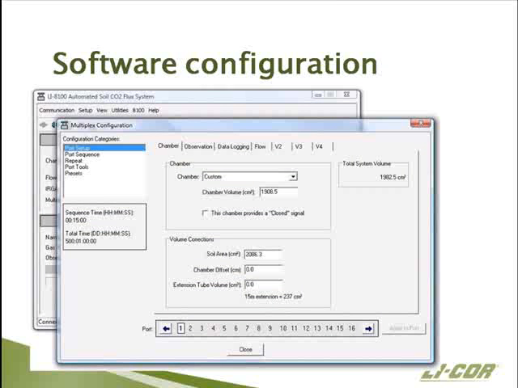In terms of software configuration, most of the stuff that needs to be changed occurs under the port setup tab in the software configuration utility. For the chamber, you're going to select custom, and the chamber volume is going to be the volume of your chamber plus any tubing that's used to connect it to the 8150. There's a box that says this chamber provides a closed signal, and you're going to have this unchecked because the chamber doesn't provide a closed signal.